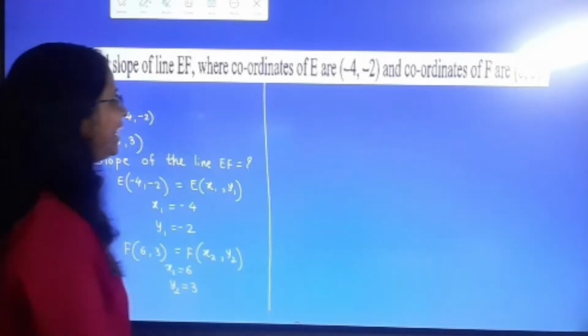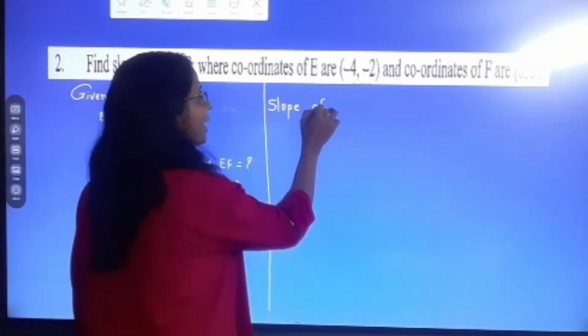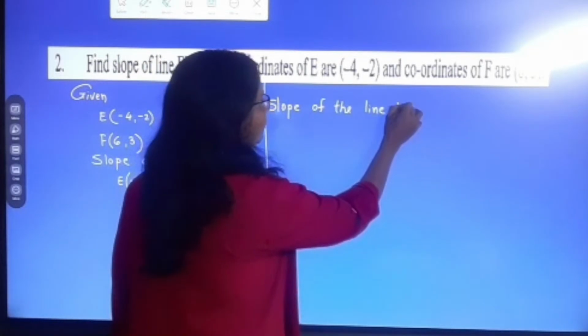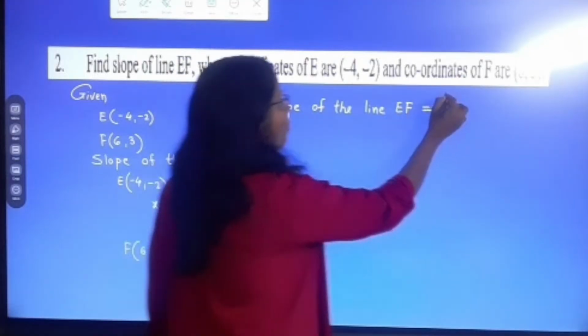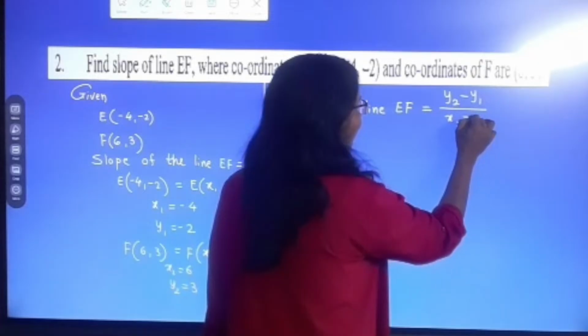Okay students, then write down the formula. So I write down here slope of the line EF. Slope of the line EF is equal to y2 minus y1 upon x2 minus x1.